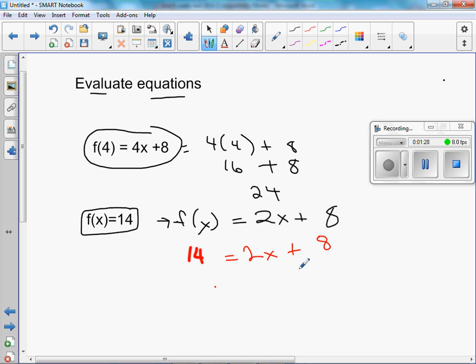So now you're going to go minus 8 on both sides, and you bring down 2x equals 6. Divide both sides by 2. X equals 3. That's if you're finding x, given the f of x and it's told that it's 14.